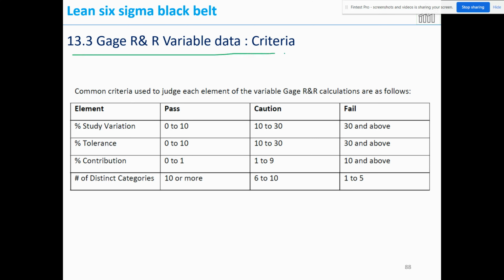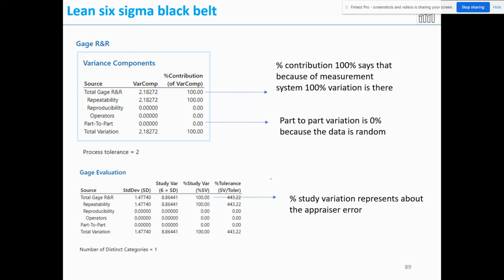Now there is a criteria for gauge R&R. Here we are going to see percentage study variation, that is because of the operator. If it is 0 to 10 percentage, pass. 10 to 30 is acceptable. 30 above is not okay. Percentage tolerance 0 to 10 percentage is okay. 10 to 30 is caution. 30 above is not okay. Then percentage contribution 0 to 1 is okay, 1 to 9 percentage is acceptable, above 10 percentage is not acceptable. The number of distinct categories should be more than 5 as we discussed. Let us see an example.